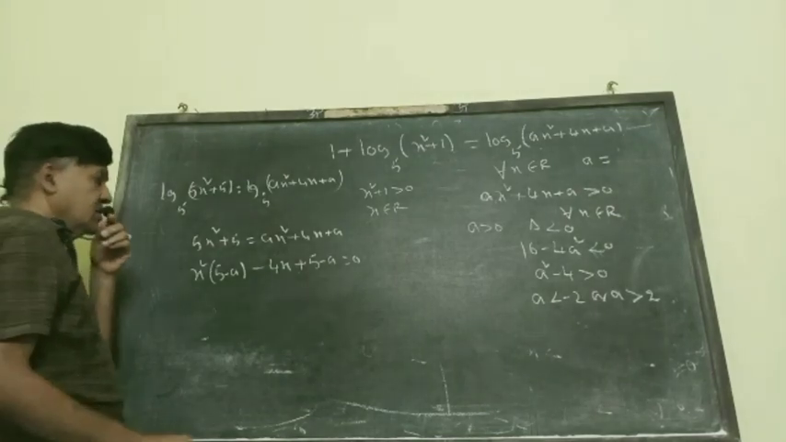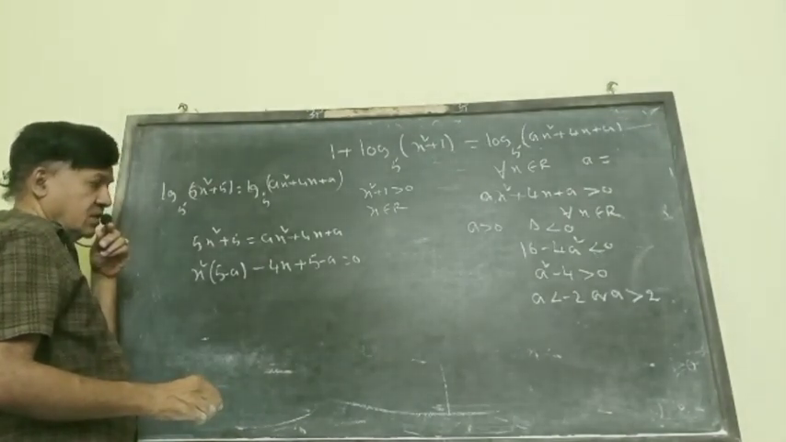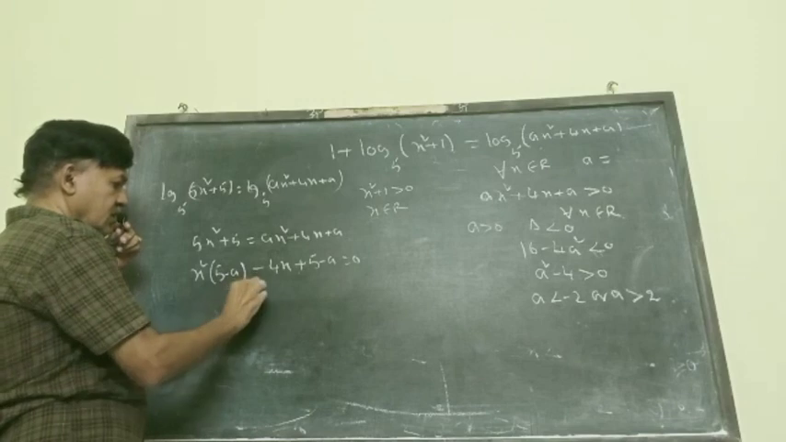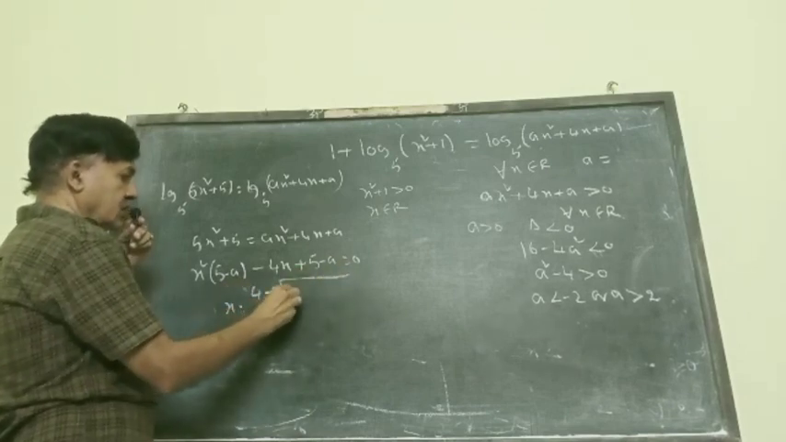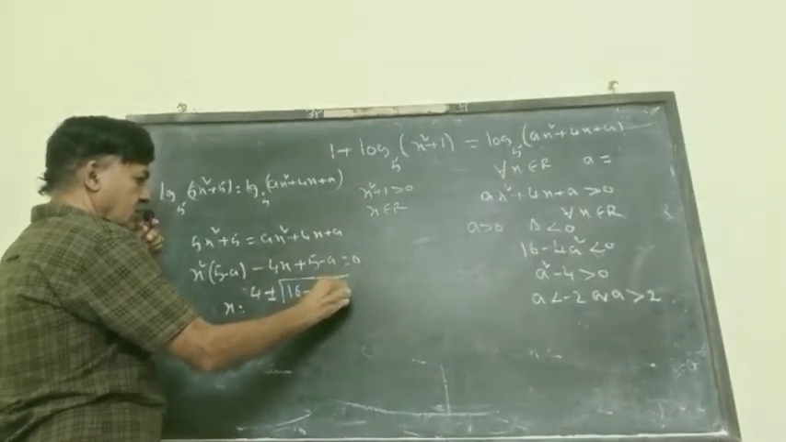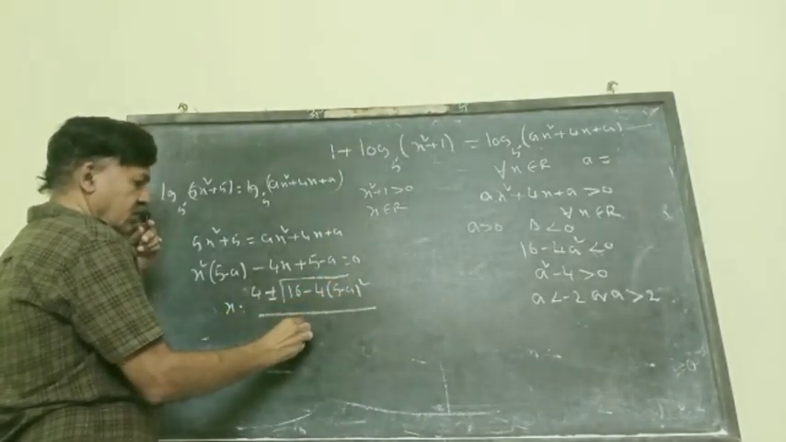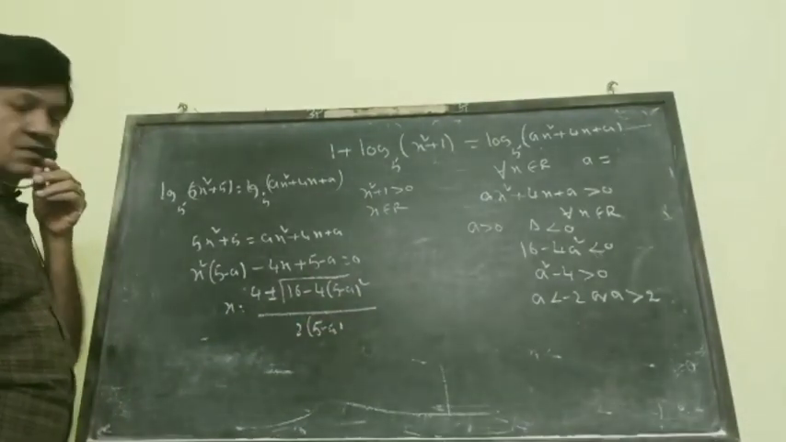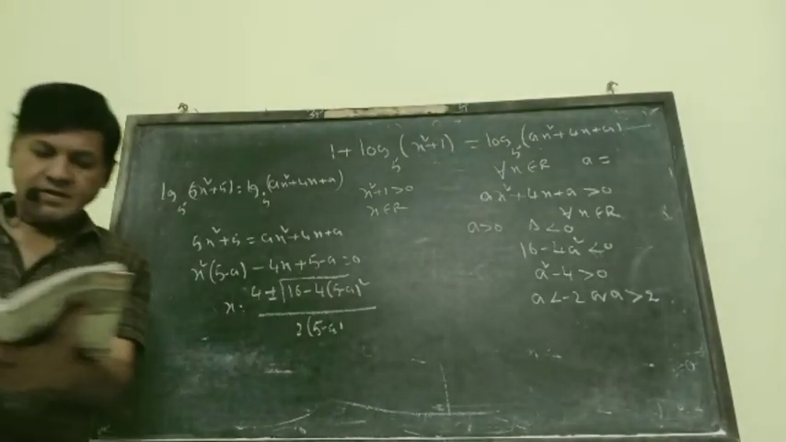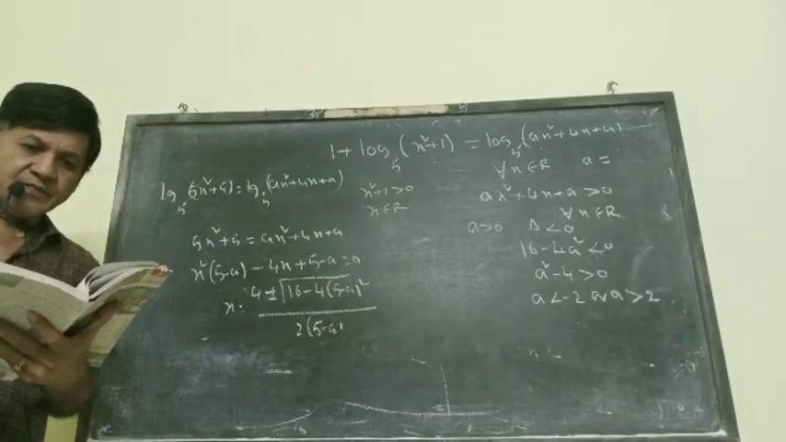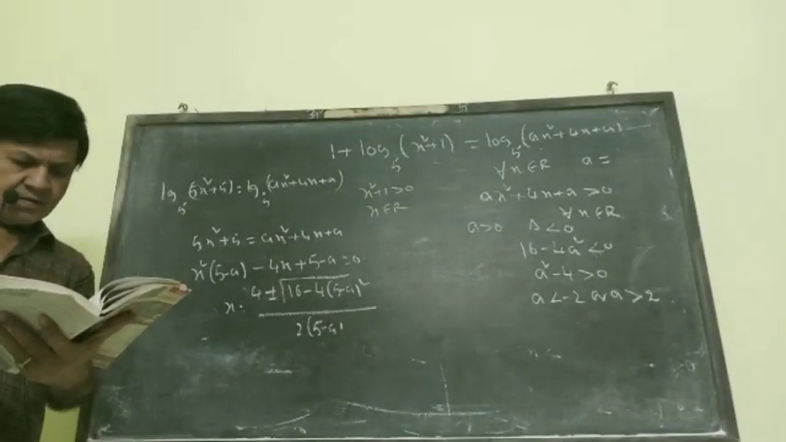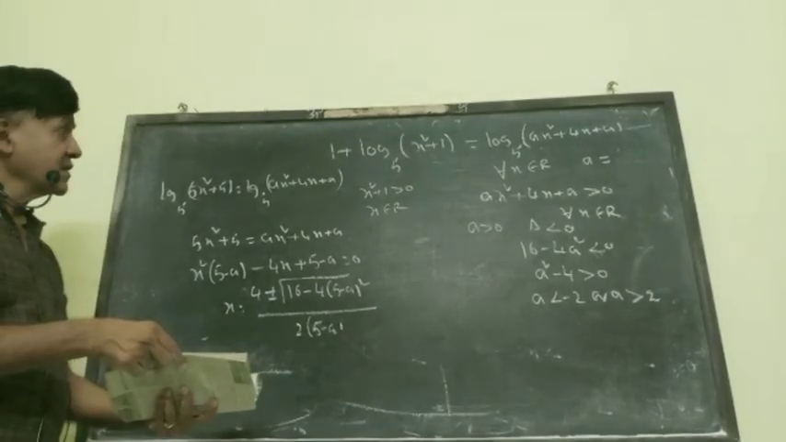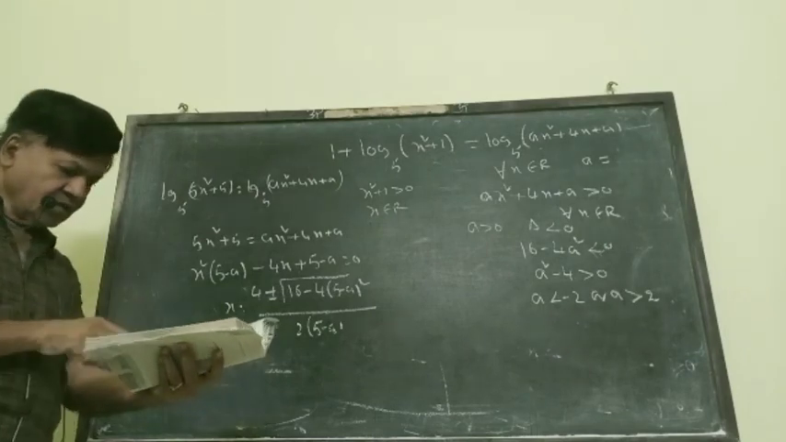We can solve this. So if you solve this, what will we get? x is equal to 4 plus or minus square root of 16 minus 4 into 5 minus a whole square, by 2 into something. But what is being asked in the question? Let me see, this is unnecessary solving. He is asking only a values, is it not?